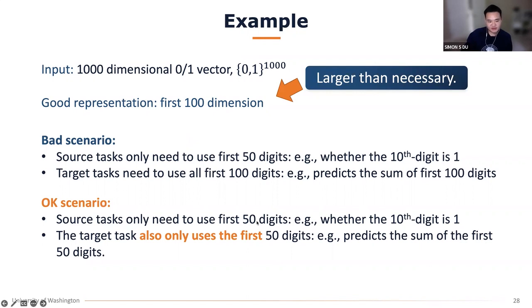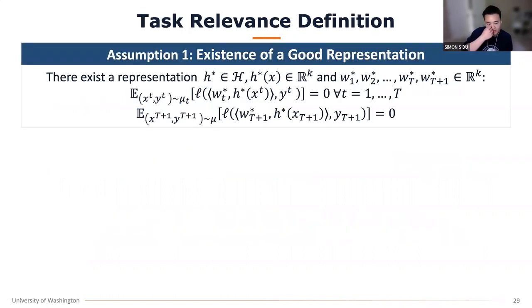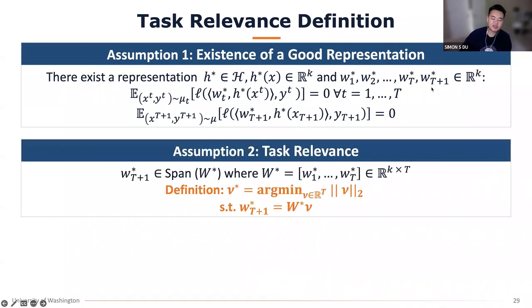Although, in the worst case, you need 100 digits. All right, so now let me give you a definition of task relevance. Again, we'll need the assumption of the existence of a ground-truth representation, some H star and W_1 star to W_{T+1} star. So here's our definition of the task relevance.